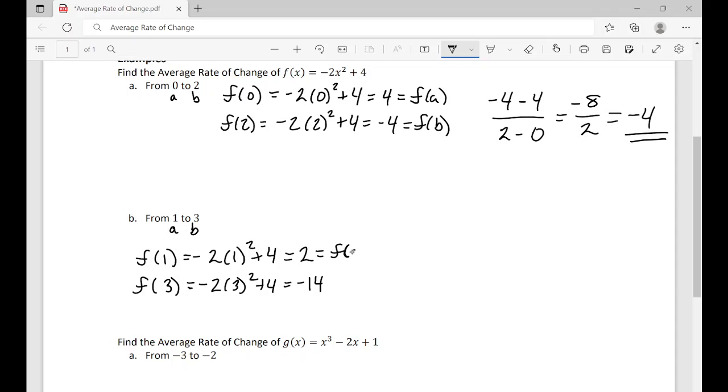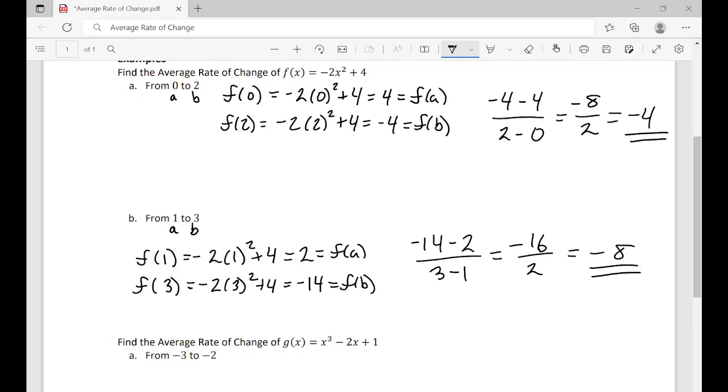Same thing again. This is f of a, and this is f of b. So we're going to have negative 14 minus 2 over 3 minus 1. And this is going to give us negative 16 over 2, which will be negative 8. So negative 8 is the average rate of change between 1 and 3 of this function.